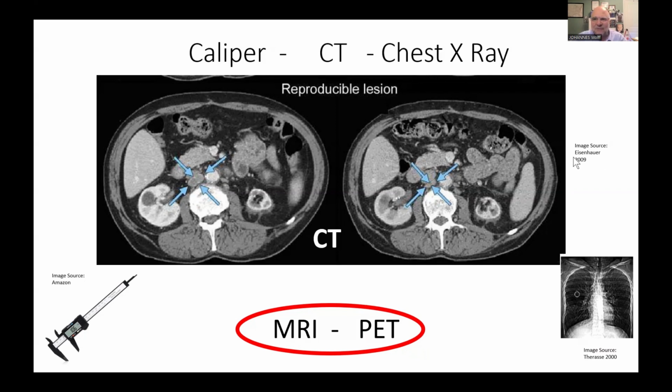This image comes out of the Eisenhauer 2009 paper, the original RECIST version 1.1 paper. This image comes from the paper before. It shows here a lesion and how it changed and then where it needs to be measured.